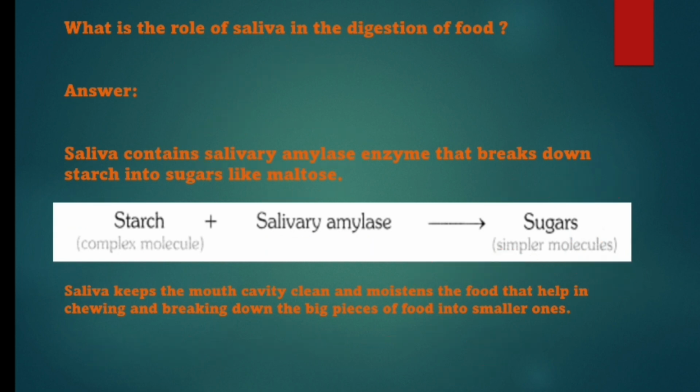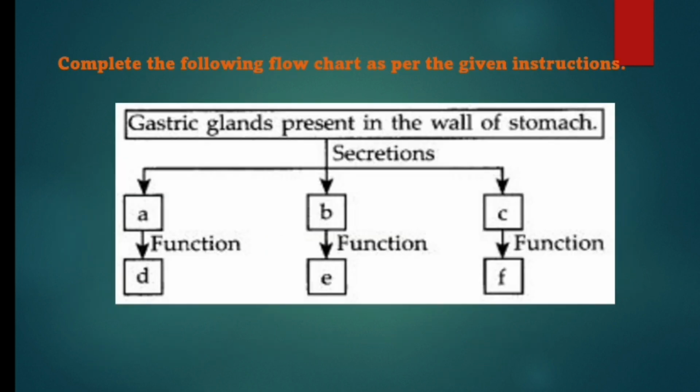Okay, moving forward. Complete the flow chart as given below and as per the given instructions. So they have given you a flow chart. This question is often asked for 2 marks or 3 marks. Now, the gastric glands are present in the wall of the stomach and they have secretions. You have to write what the gastric secretions are and what their functions are.